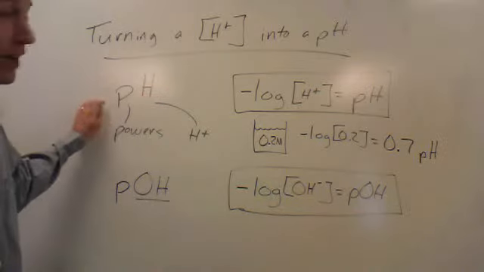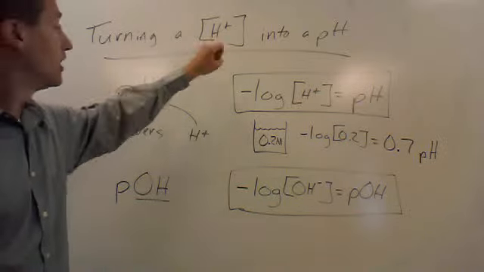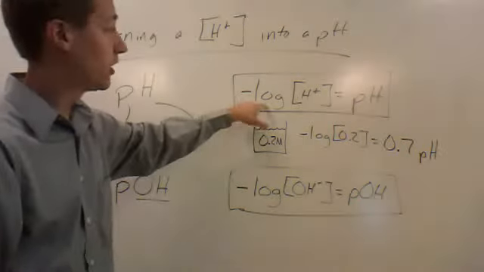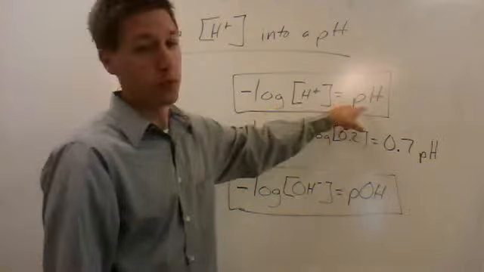So how do you do this? How do you turn a hydrogen concentration into a pH? To do this, your equation here is going to be this. Negative log of the hydronium concentration will equal your pH.